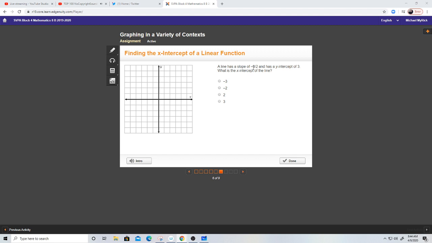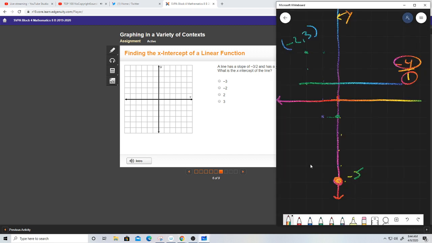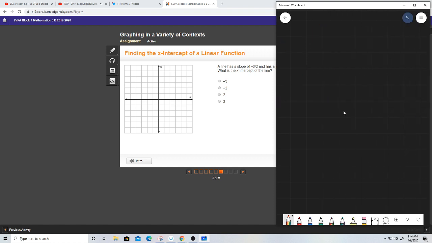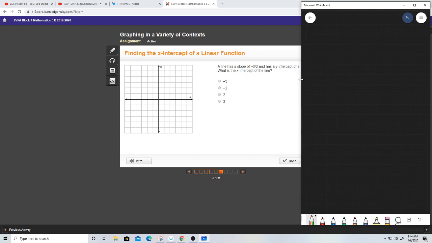A line has a slope of -3 halves and has a y-intercept of 3. What is the x-intercept of the line? Alright, so once again, I would always recommend graphing this stuff until you can see it in your head. And don't be arrogant, just learn that stuff. But I know you are, you're a good dude. Anyway, so, the slope is -3 halves, y-intercept 3.